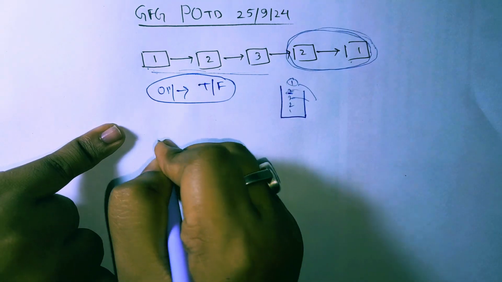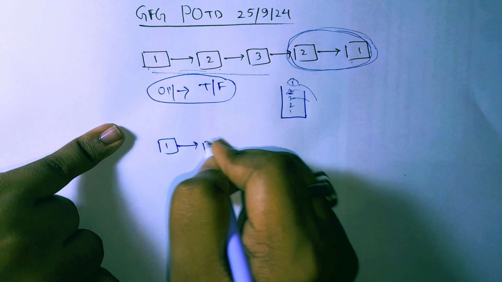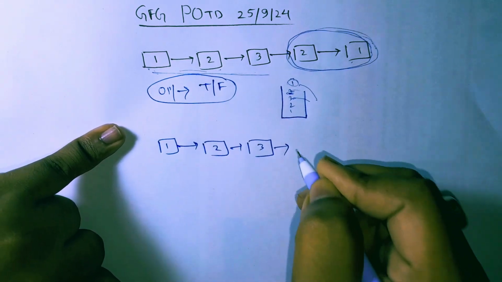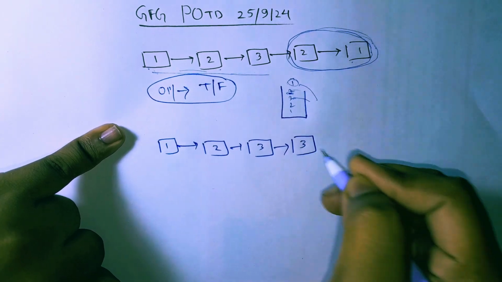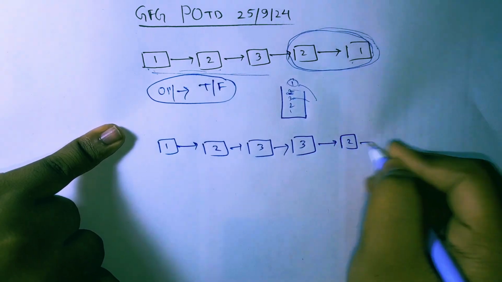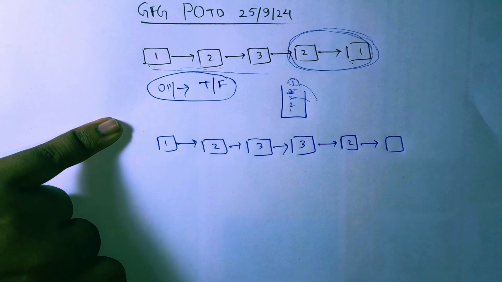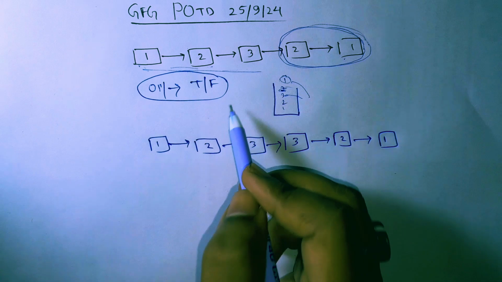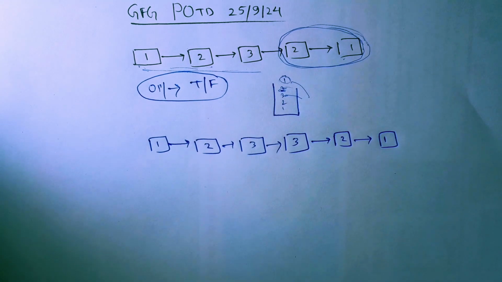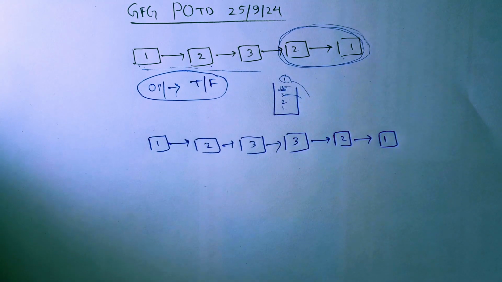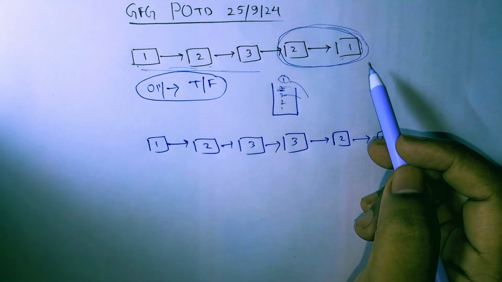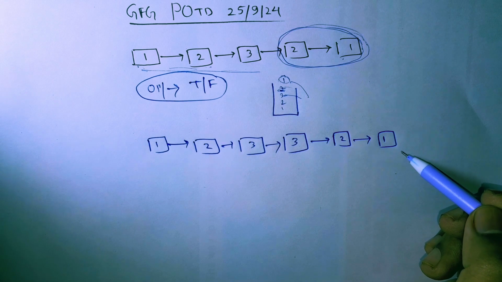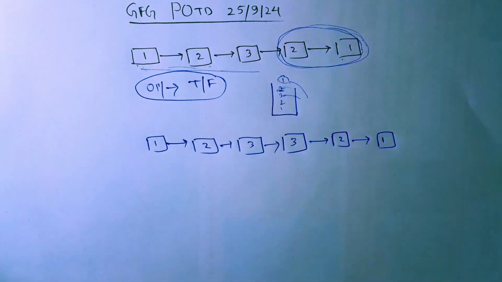Another example I will take is 1 2 3 3 2 1. The difference between these two linked lists is the size. Here you can see that the size of the linked list is odd, and here the size of the linked list is even.